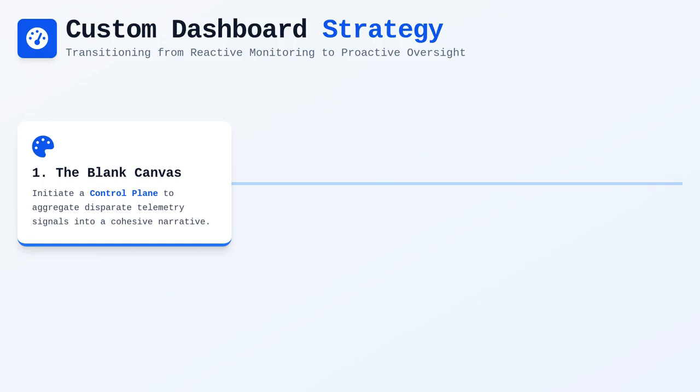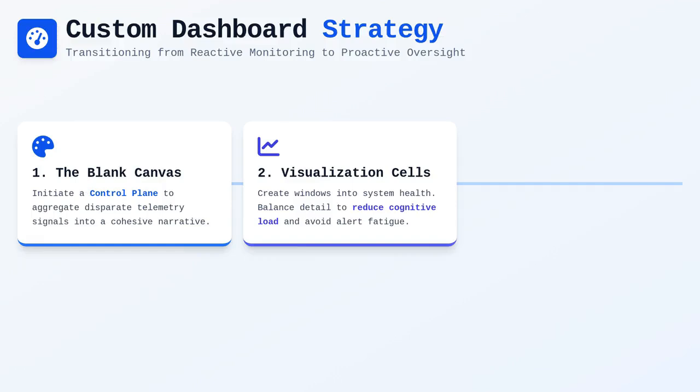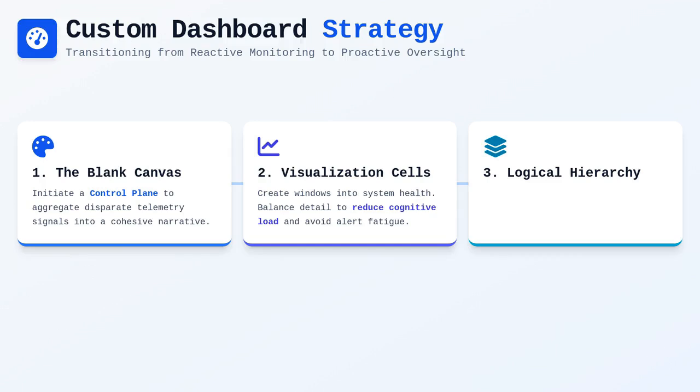You start by selecting the Create New Dashboard option, which provides you with a clean slate to curate metrics from your technical services. Designing these interfaces acts as a mediator mechanism between raw machine data and the human stakeholders who need to act on that data. By instantiating visualization cells, you define specific windows through which you can view your system's health. Good dashboard design is an exercise in managing cognitive load. You want just enough information to identify a problem, but not so much that you induce alert fatigue or distraction.